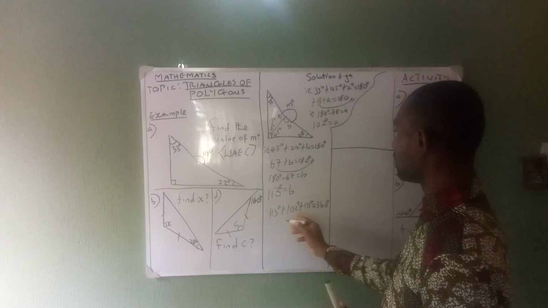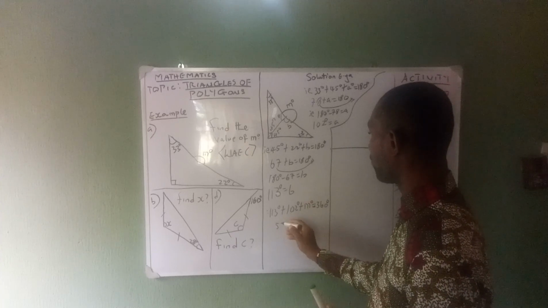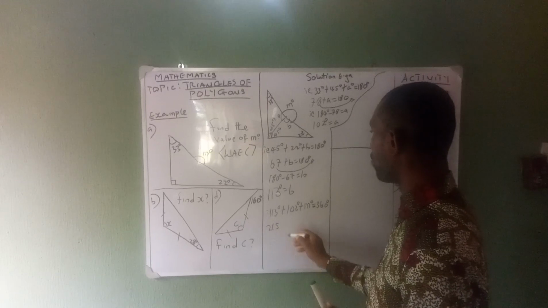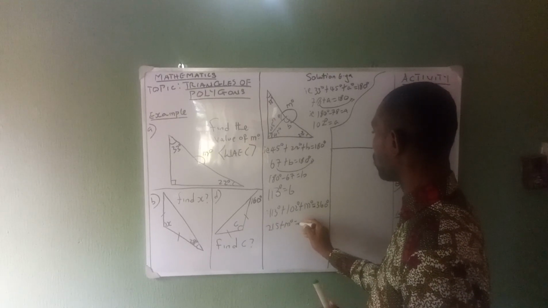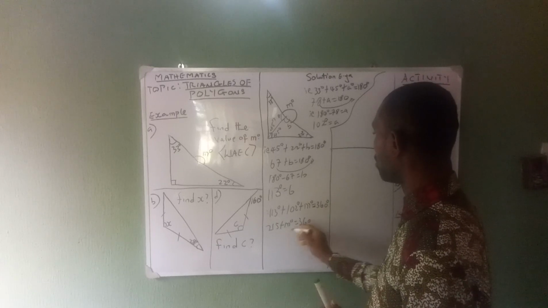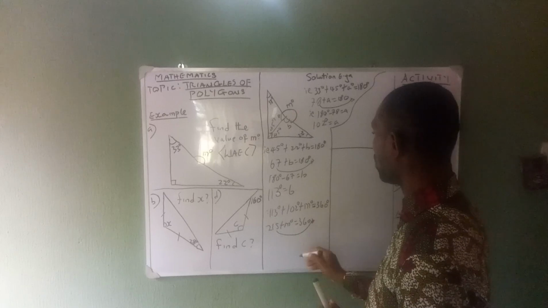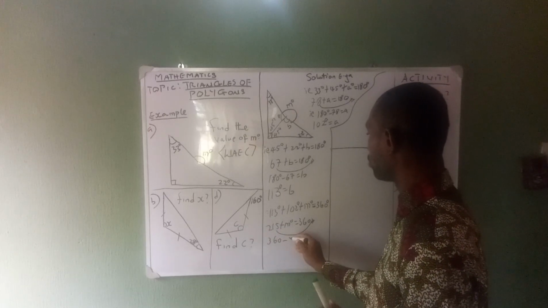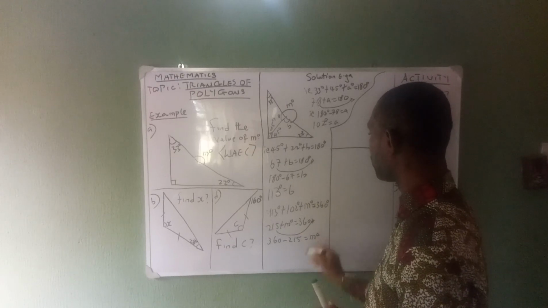We have this plus this. This plus this will give us 3 plus 2 will give us 5. 1 plus 0 will give us 1. Then 1 plus 1 will give us what? 2. We have it as 215 plus m degrees is equal to 360. So what do we do? We move this one here. So if we move this one here, it becomes 360 minus 215 is equal to m degrees.